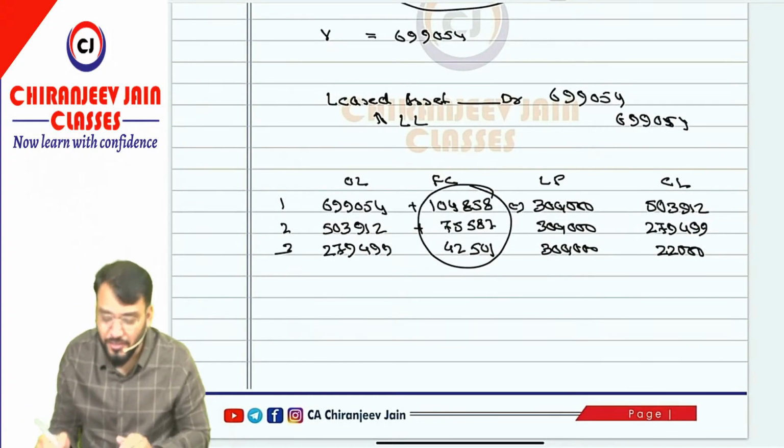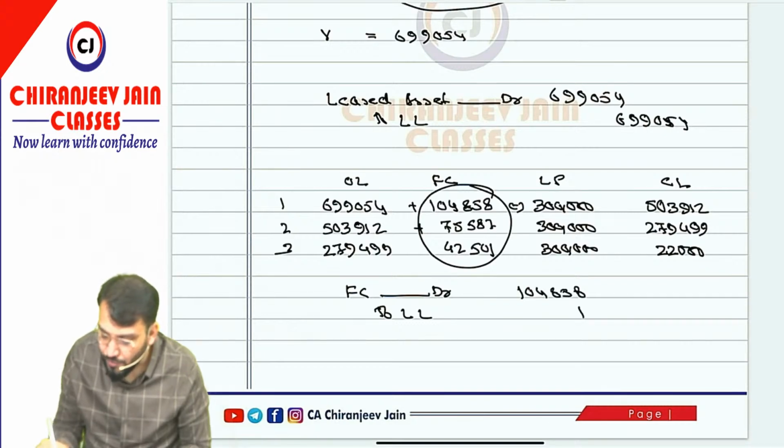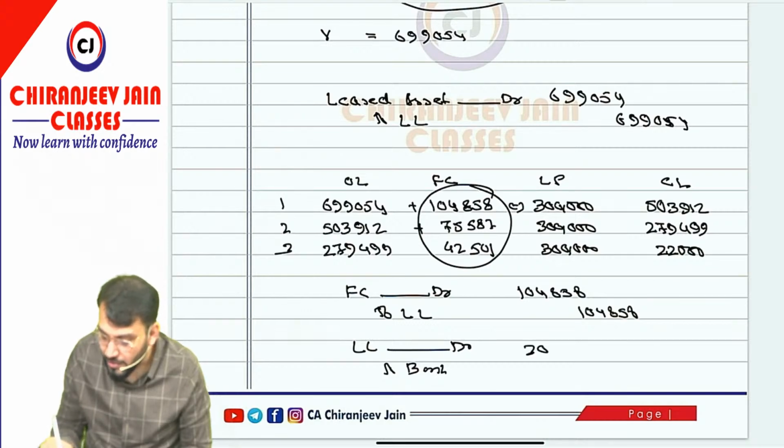Now, if you want to pass the journal entry, the next journal entry at year end will be finance charges account debit to lease liability. How much? 1,04,858. And then lease liability account debit to bank, that is 3 lakh. You can also pass a compound journal entry for this.